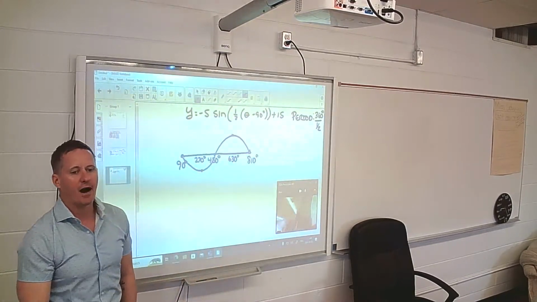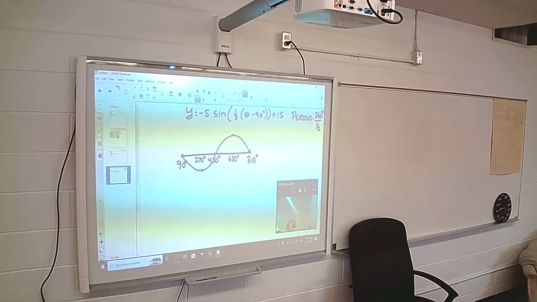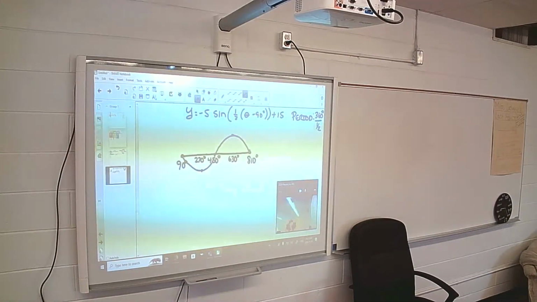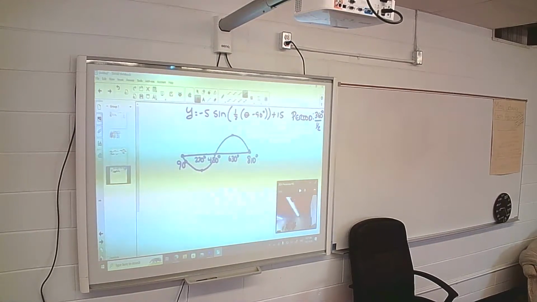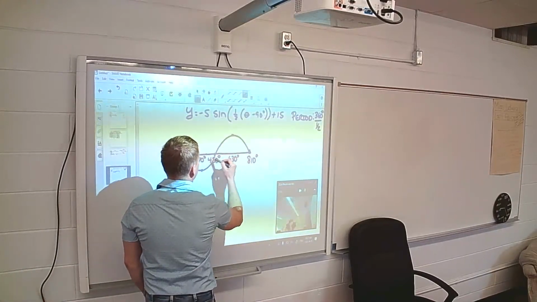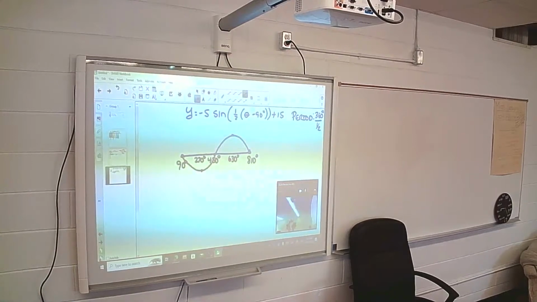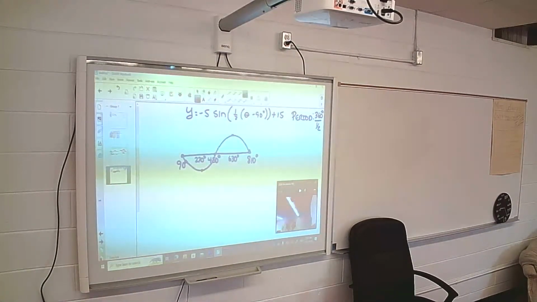So there's my 5 x values for this graph so far. What I did is I put C down, I added the period to it to get the last coordinate, and then I filled in these three by taking the halves of the distances. That's what I did. Make sense? Yeah. Okay. Pretty simple, right?